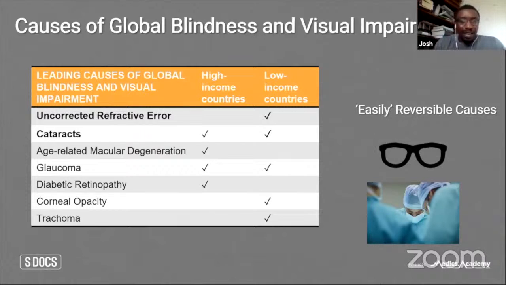So easily reversible causes in this case are uncorrected refractive error and cataracts. Uncorrected refractive error, I've classed as reversible because it simply means your eye is refracting light either too much or not enough. Your cornea is refracting light too much, or your eyeball's the wrong shape. Very common. I have a refractive error, and that's why I'm wearing glasses. Glasses or contact lenses are how you correct refractive error. It will change the refraction, and it will mean that you see at a better visual acuity.